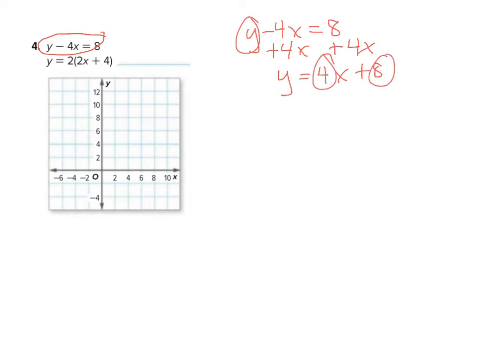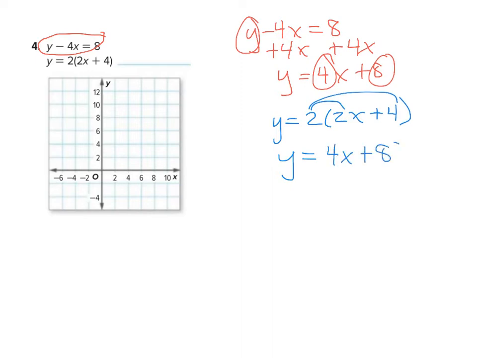And then for my other equation, my second one, I'm going to solve y equals 2 times 2x plus 4. Distribute the 2 to the 2x and to the 4. Y equals 2x times 2 is 4x, and then 2 times 4 is 8. So these are both the same equation.